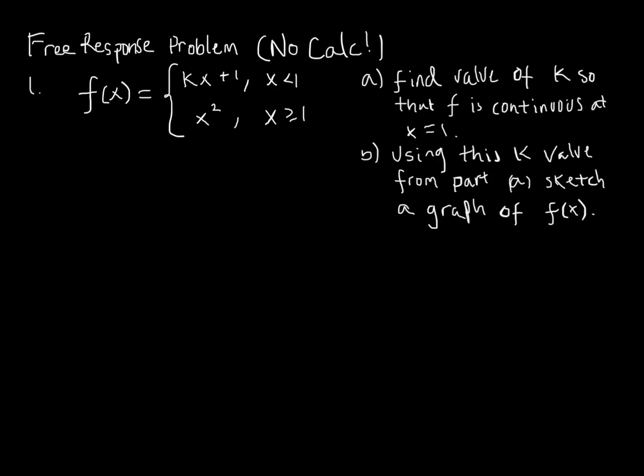So go ahead and copy this down and use your definition of continuity at a point to solve for k, and then go ahead and sketch part B. You can do this, so give yourself some time, trust the definition, trust yourself. Don't just assume that you've got the wrong way of doing it because you might not be sure. Give it a try, and I think you'll find out that you're going to do just fine.